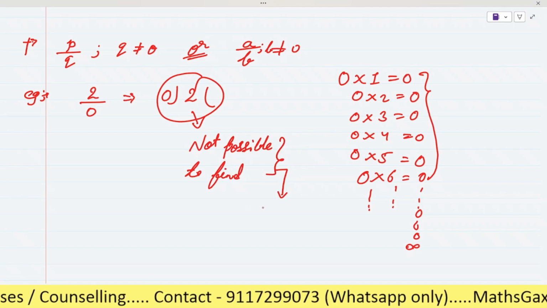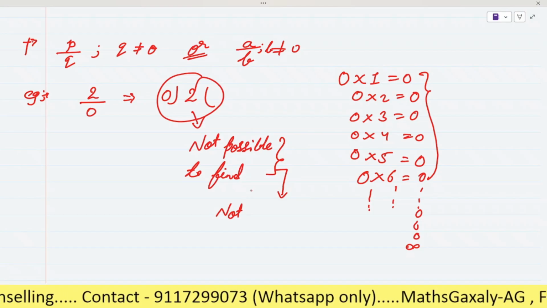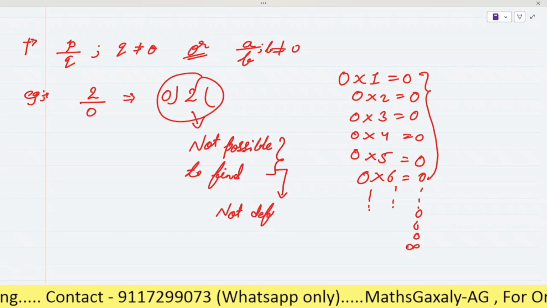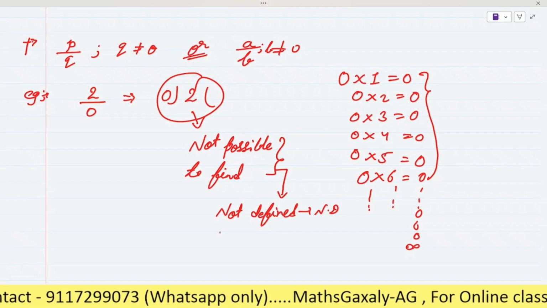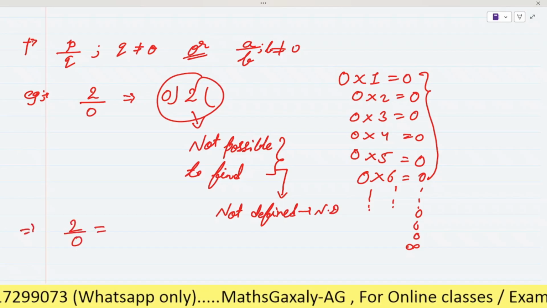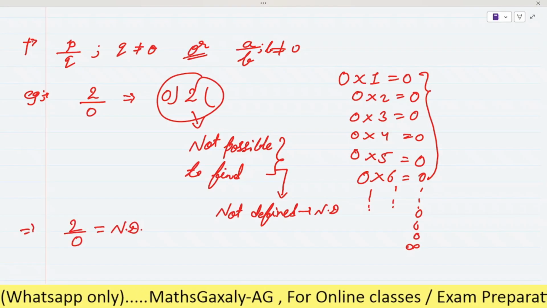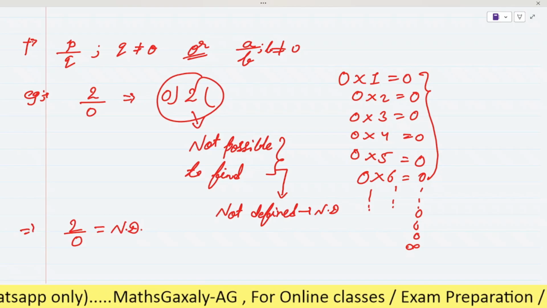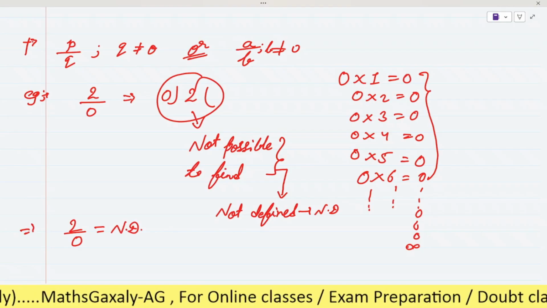In mathematics, generally we call it not defined or can't define. So in short, we can say ND. Whenever there is 0 in the denominator, the result will be ND, meaning not defined or can't define. We can't define it. We can't divide it.